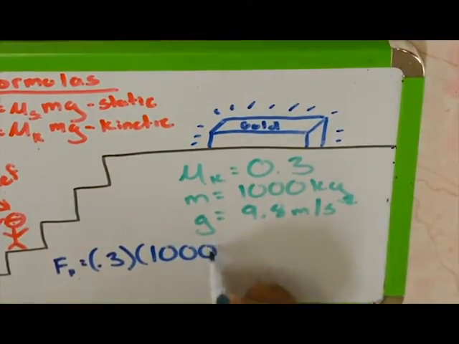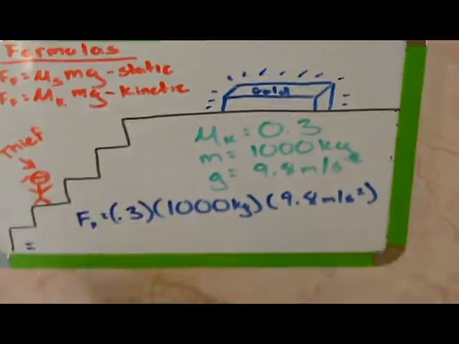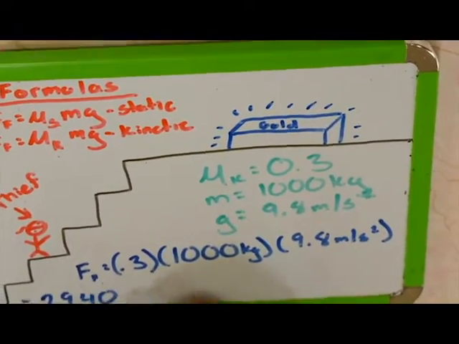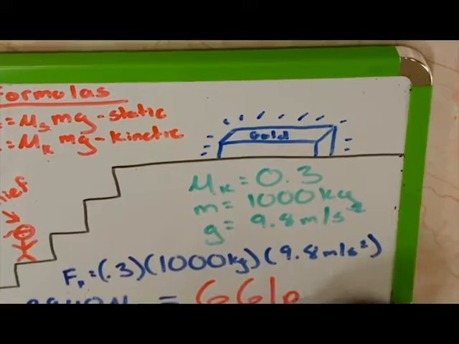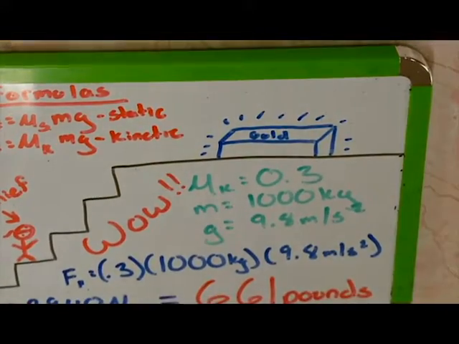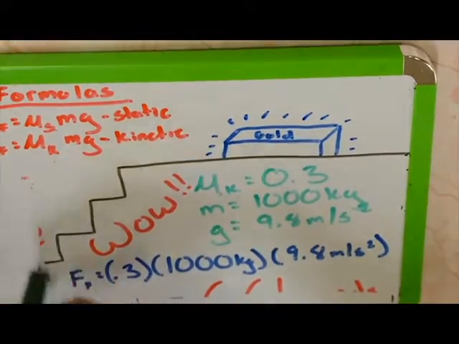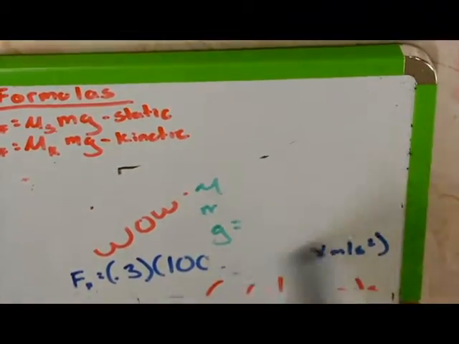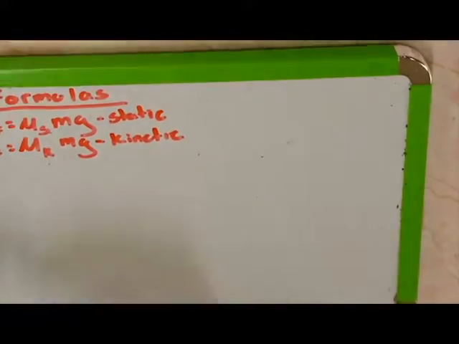Let's plug these numbers into the static friction equation. That equals 2,940 newtons, which kind of doesn't mean anything to us until it's in pounds. And if we convert that, it equals about 661 pounds. Wow, that's a lot. I can't move that, so I guess I'm not the thief.